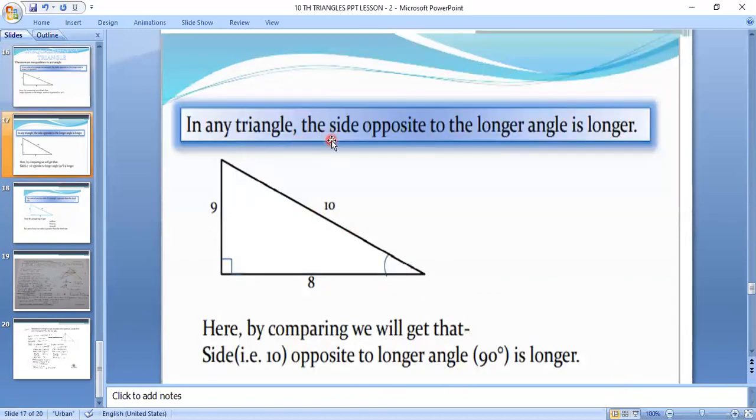And in any triangle, the side opposite to the greater angle is longer. So here in the triangle, 9 is opposite, 8 is adjacent, 10 is the hypotenuse. Here by comparing, we will get that the side opposite to the greater angle, 90 degrees, is longer.